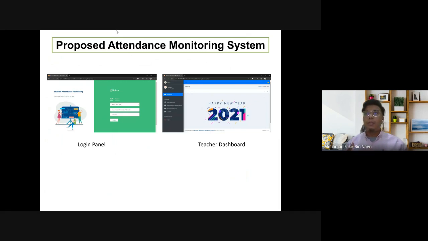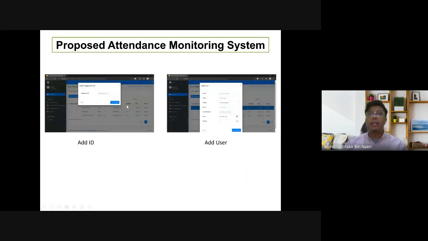For the proposed attendance monitoring system, this is the login panel and this is the teacher dashboard interface. In order to use the system, the user needs to log in with username and password. If the teacher wants to register the student, first of all, the teacher needs to add the fingerprint and then add the student information.